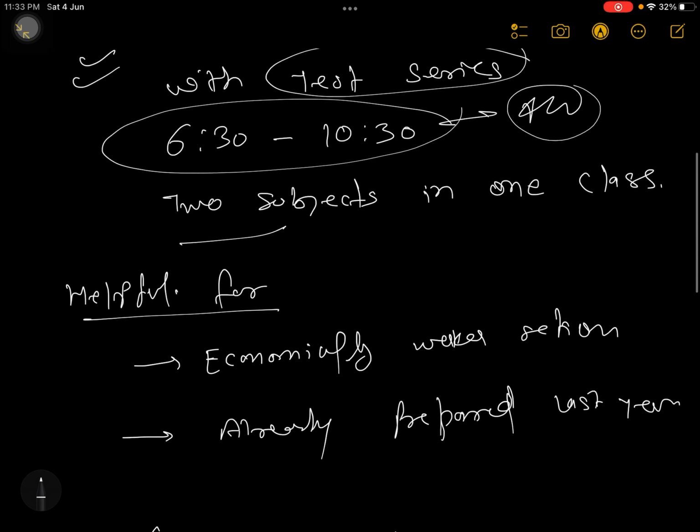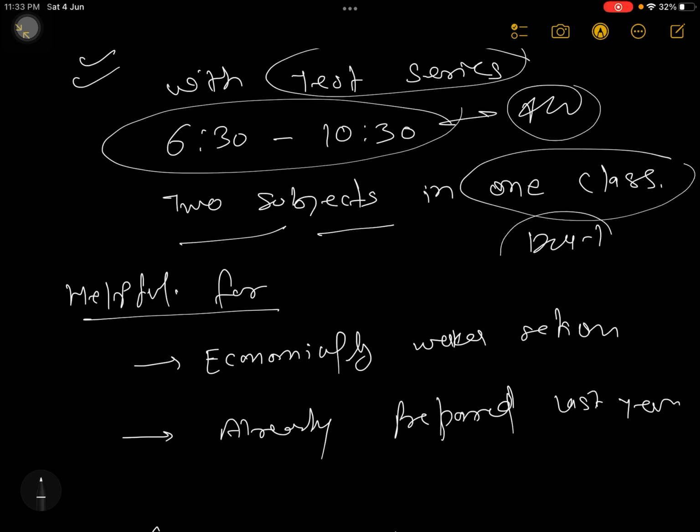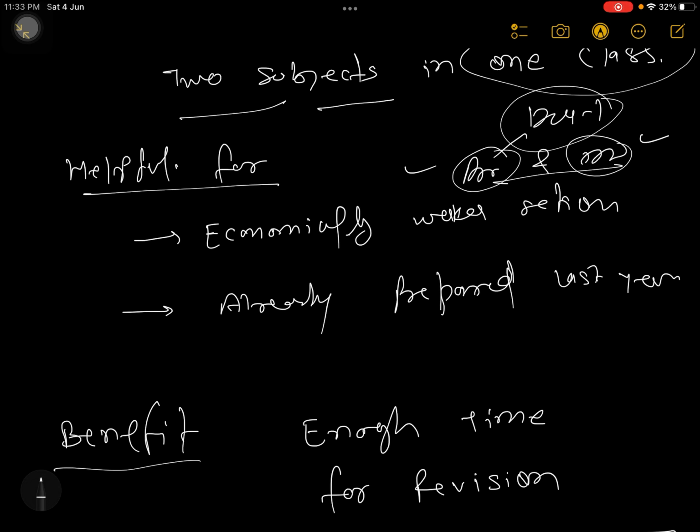So 2 subjects will be taken in one class. For example, on day one, propulsion and structure will be taken on the same day, half the time propulsion, half the time structure. Now, why is this crash course very, very important?